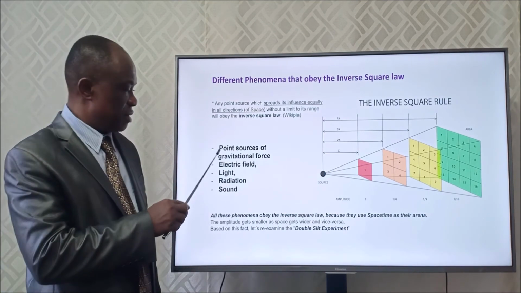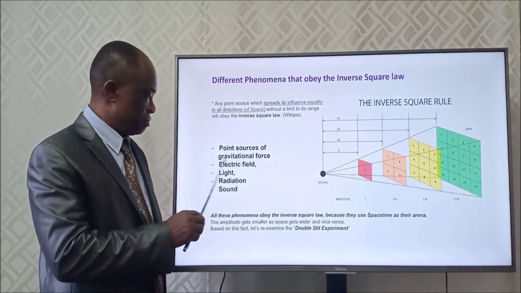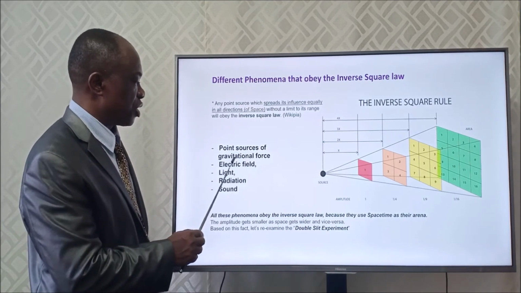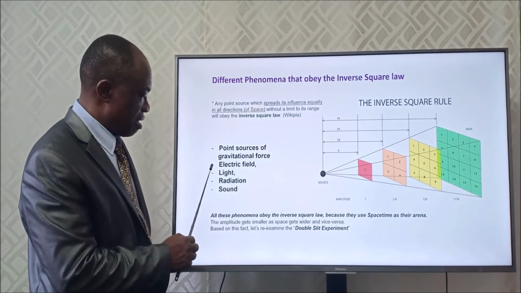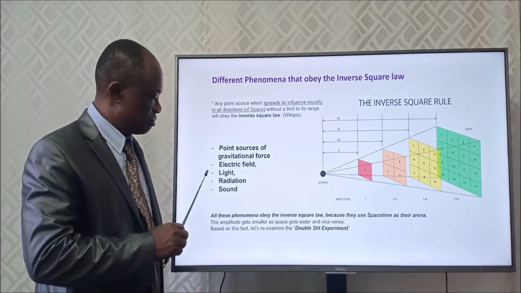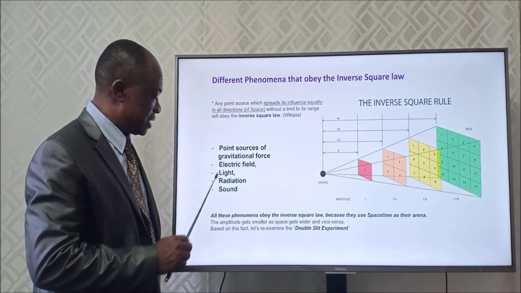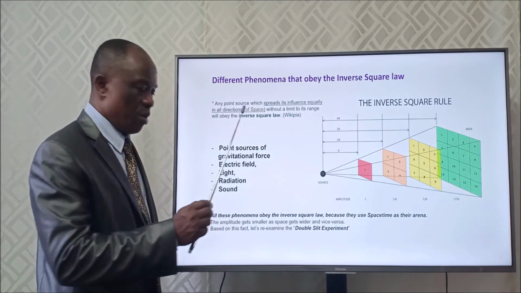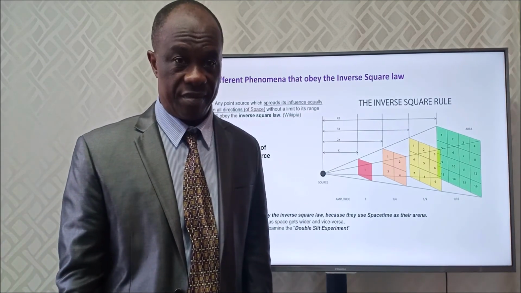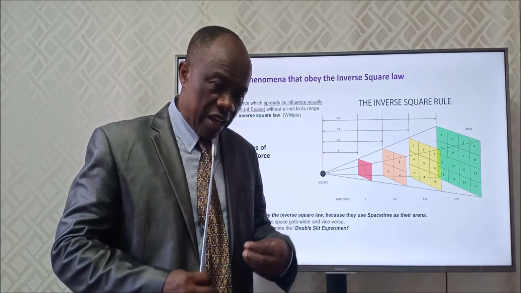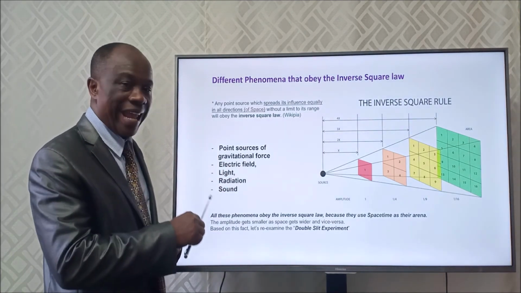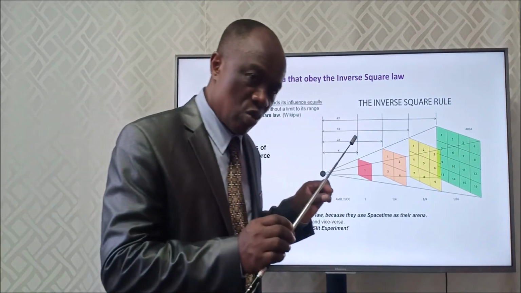So we have gravity. Here it says point sources of gravitational force. Electric field, electromagnetic field, I add. Light, radiation, sound, all obey the inverse square law. What we are interested in is the question, why do all of them obey the square law?